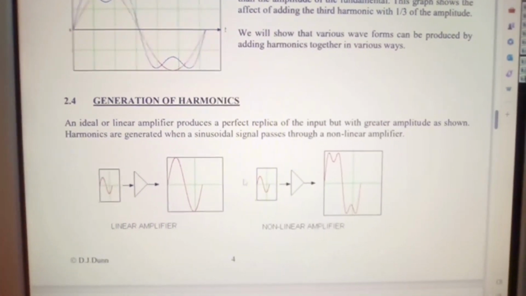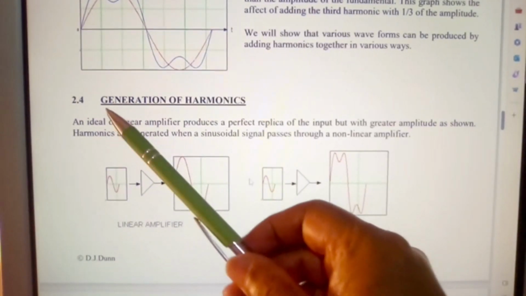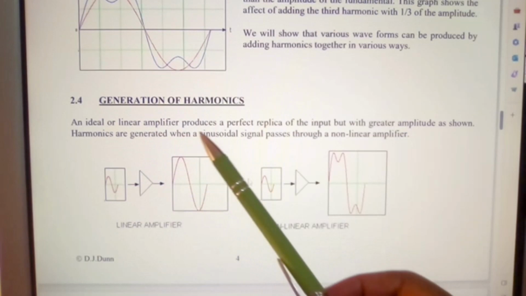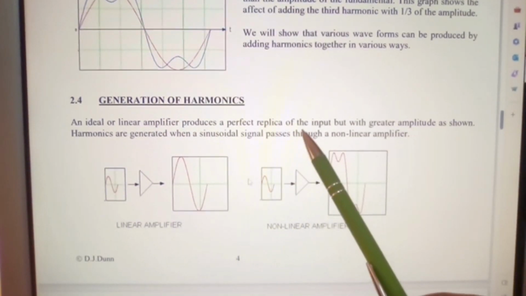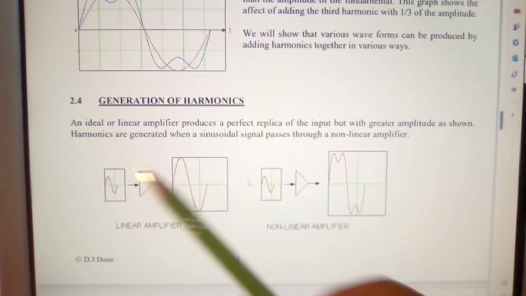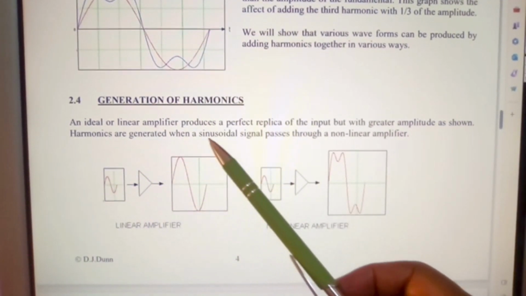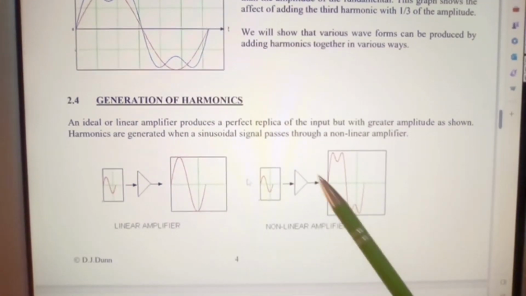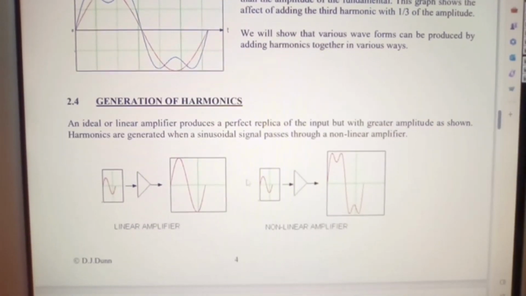Now, generation of harmonics. An ideal or linear amplifier produces a perfect replica of the input, but with greater amplitude as shown. Harmonics are generated when a sinusoidal signal passes through a nonlinear amplifier, and this amplifier could be something like an op amp.